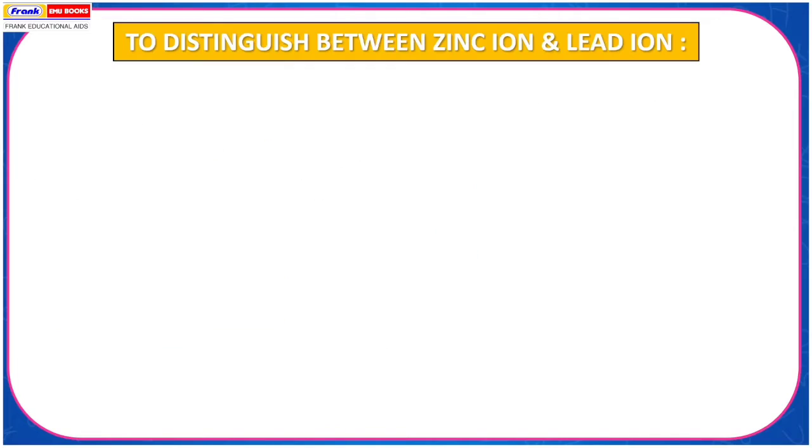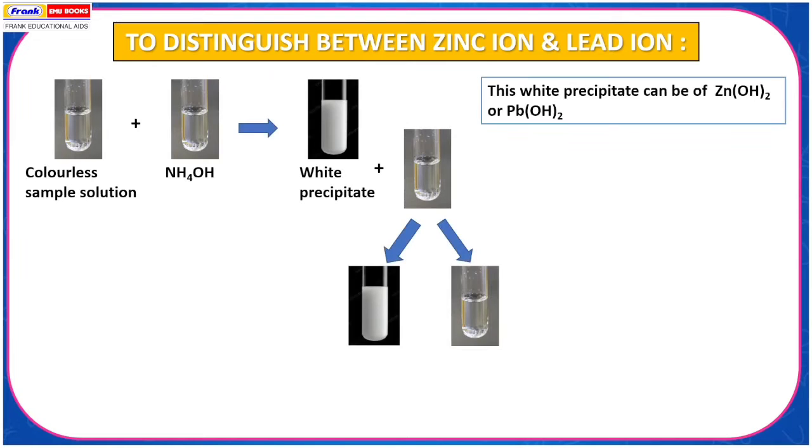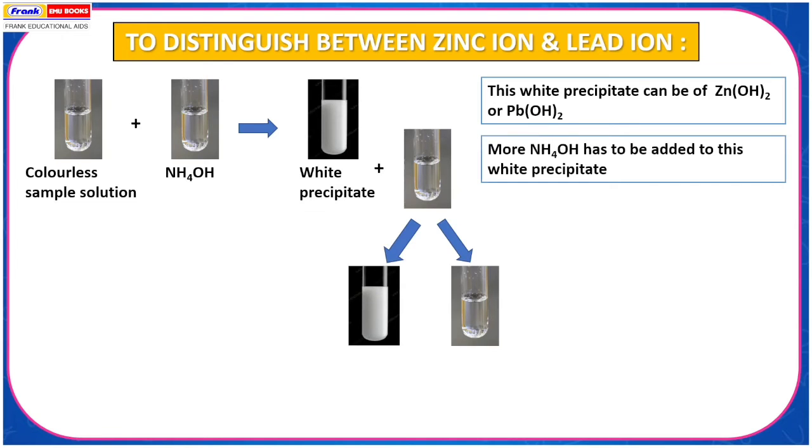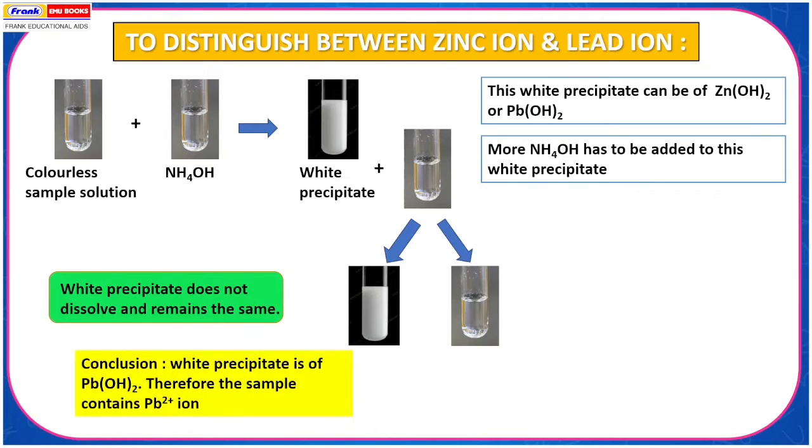To distinguish between zinc ion and lead ion, colorless sample solution reacts with NH4OH to produce white precipitate. This white precipitate can be of zinc hydroxide or lead hydroxide. More NH4OH has to be added to this white precipitate. White precipitate does not dissolve and remains the same. Conclusion: white precipitate is of lead hydroxide, therefore the sample contains Pb2+ ion.